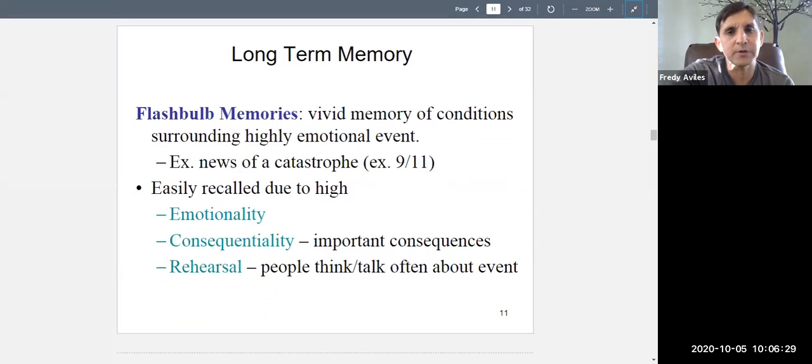There's more about long-term memory. There are certain kinds of long-term memories that are special and seem to be stored differently, okay? And one special kind of long-term memory is called the flashbulb memory. A flashbulb memory is a vivid memory of a highly emotional event, something that was extremely emotional. Now, a lot of you cannot relate to this, but the news of a catastrophe, for instance, would create a flashbulb memory if you lived through it.